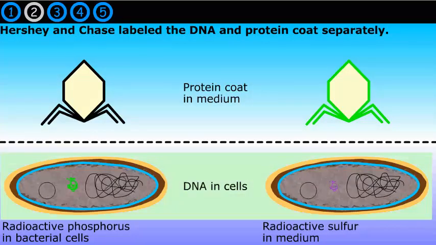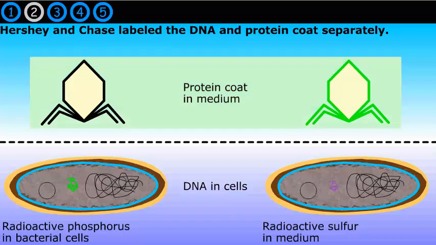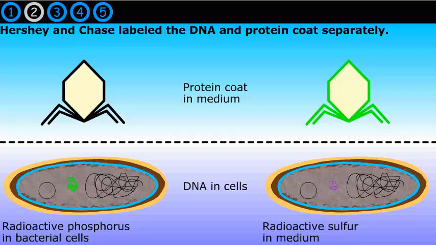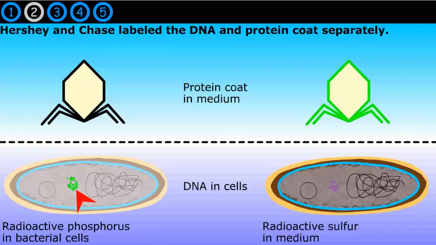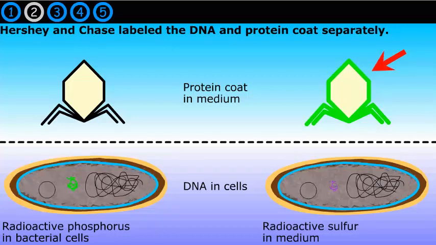Hershey and Chase separated the bacterial cells from the medium in which they were growing. Bacteriophages inject only their genetic material into bacteria, so bacteriophage DNA, but not protein, was found in the cells. Bacteriophage DNA, marked with radioactive phosphorus, entered the bacterial cells. The protein coat, marked with radioactive sulfur, remained outside the bacteria and was found in the medium. This experiment further supported the idea that DNA is the genetic material.